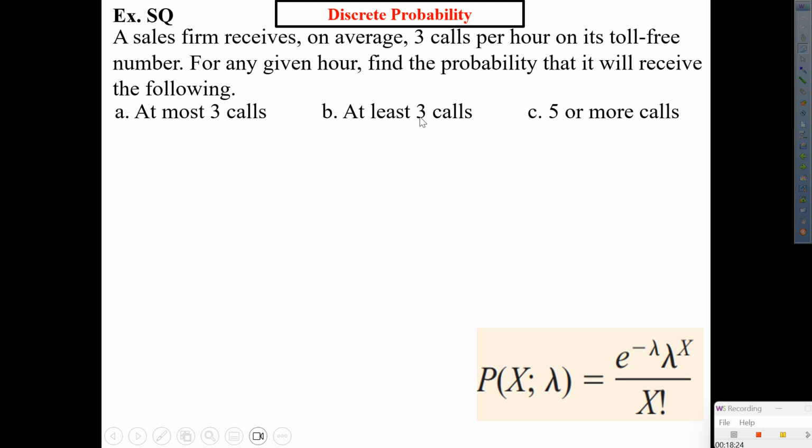So, with that said, here we go. Let's go over this one. Copy this one, please, on your paper, because this is a little bit different from the 2 that we just finished. But it's pretty straightforward as well. It reads: a sales firm receives on average 3 calls per hour on its toll-free number. For any given hour, find the probability that it will receive the following. A, at most 3; B, at least 3; and C, 5 or more calls.